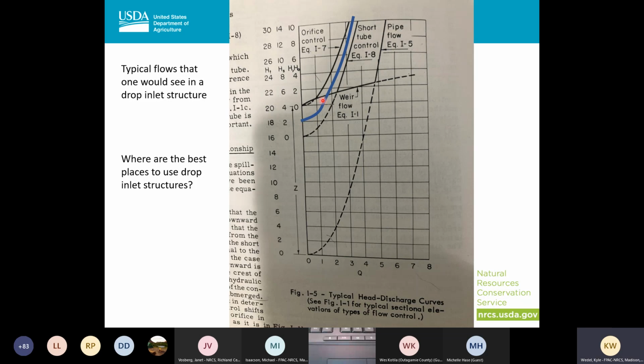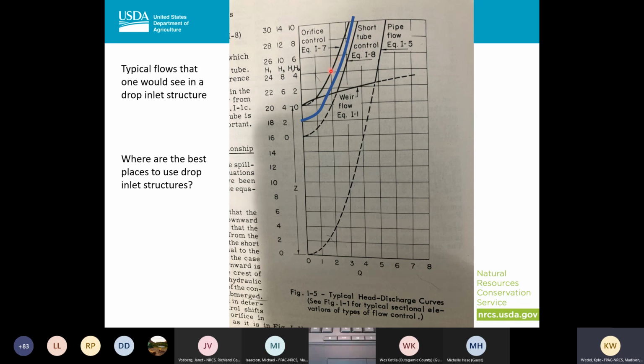And obviously if I shrink this pipe, make this pipe smaller, it's going to shift this curve further to the left. So ideally, when you're designing one of these, it's going to come into weir flow and then it's going to be in pipe flow. And that's it. You're able to eliminate the orifice and short tube.